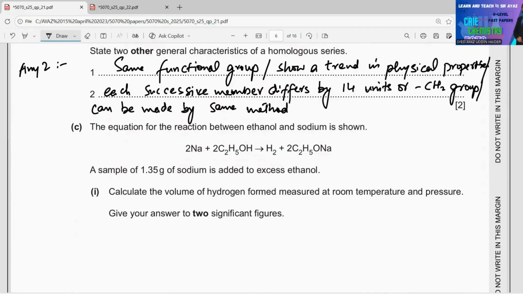Part C. The equation for the reaction between ethanol and sodium is shown. Here's the reaction equation: 2 moles of Na reacting with 2 moles of C2H5OH to produce 1 mole of H2 plus 2 moles of C2H5ONa. A sample of 1.35 gram of sodium is added to excess ethanol. It means sodium must be the limiting reactant here. It's reacting completely.